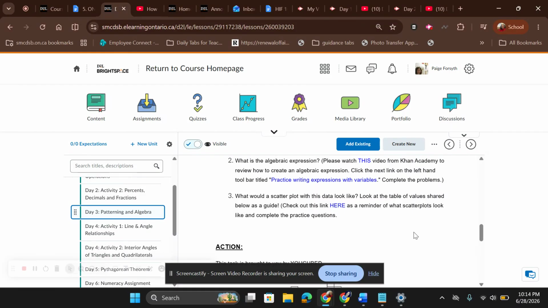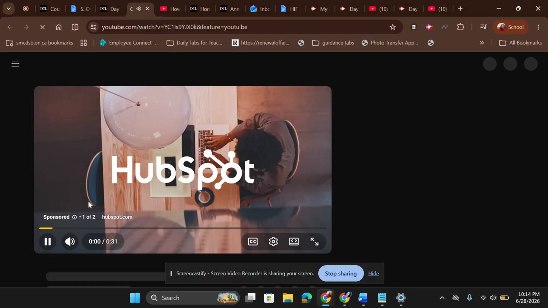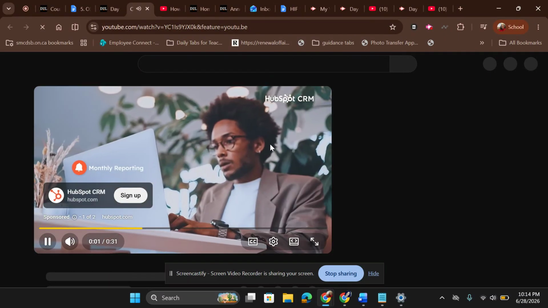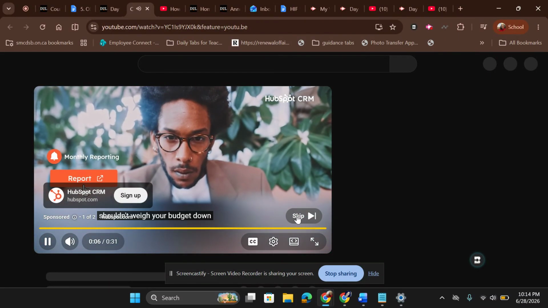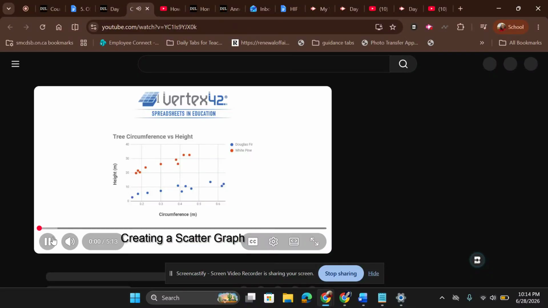And then what would a scatter plot look like with this data? Look at the table of values shared below as a guide, and then you can click here as a reminder of what scatter plots look like. There you go.